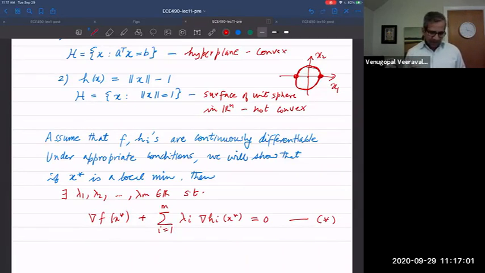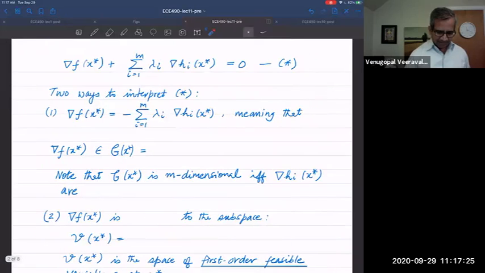Okay. So again, I said under appropriate conditions, and we'll see what those conditions are. So under some conditions, we'll show that if x star is a local minimum, then there exist these lambdas such that the gradient of f at x star plus a linear combination of the gradients of the hi's is equal to 0. Okay, so before we actually get to proving this, let's see what this equation means, equation star.